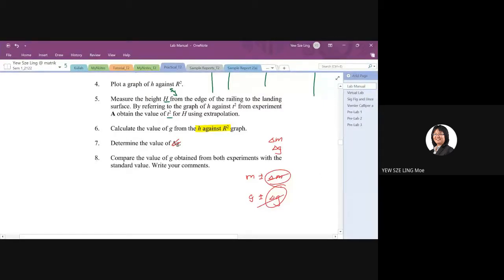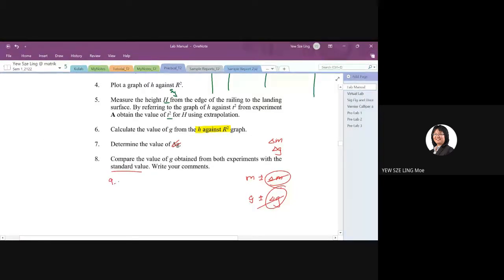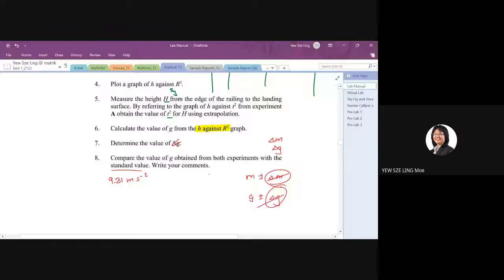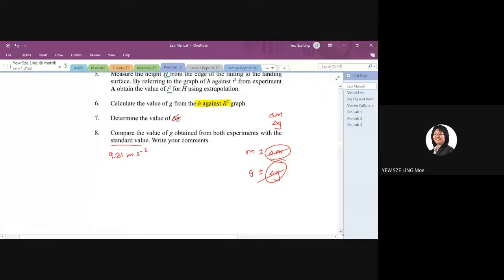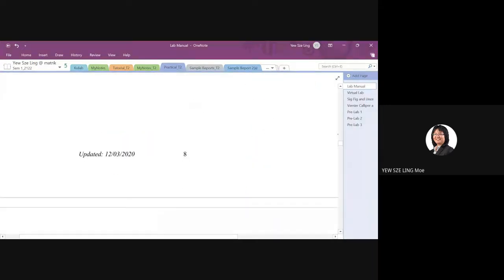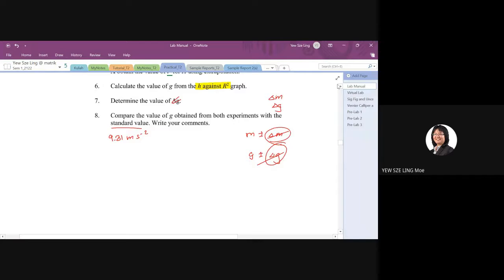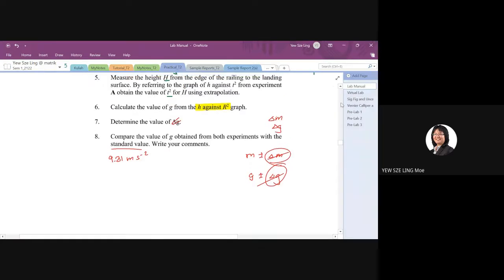Alright, just assume. So compare the value obtained from the experiment with a standard value. So again, you want to compare the G that you obtained from the calculation with a standard value, which is 9.81 ms negative 2. So again, if it's less than 20%, then the value is accepted. Alright. So the experiment actually is very simple, okay? Just because you haven't seen the video, maybe you don't have the idea on how it works.